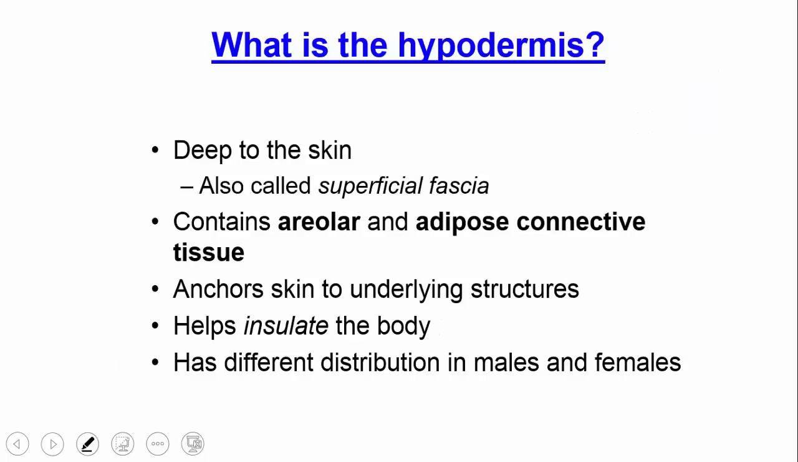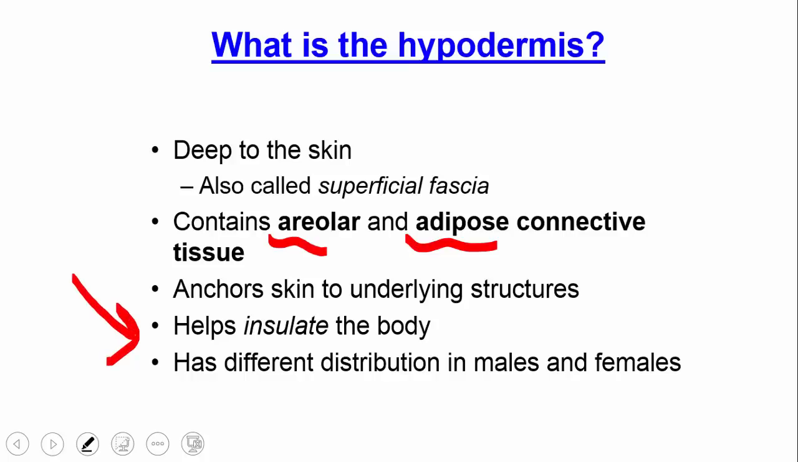Okay, so now that we did the epidermis, we focused on the dermis, let's go one layer more deep and talk about the hypodermis. Just to mention a few things about this. So it's deep to the skin, right? Remember, deep means down more towards the center of the body. And it's also called the superficial fascia. It contains areolar connective tissue as well as adipose connective tissue, and it anchors the skin to underlying structures, that additional fascia, and then finally the muscle. It really helps insulate the body, sort of neat. And it has a different distribution in males and females, which is really interesting as well.